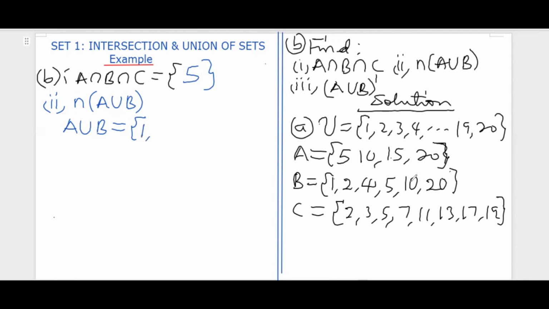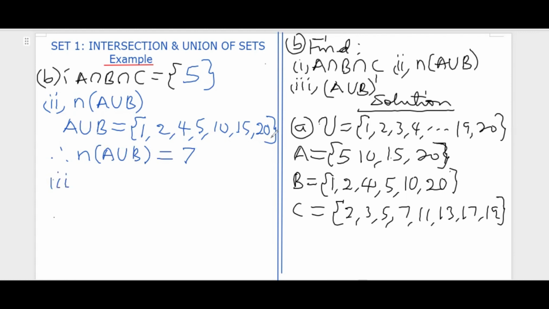So we can see 1, we can see 2, we can see 4, 5 can be seen, 10, 15, 20. So that is A union B. Hence, what we are required of is number of A union B, which entails counting how many elements are in the set A union B. So in the set A union B, 1, 2, 3, 4, 5, 6, 7. There are 7 elements. That shows number of A union B is 7.